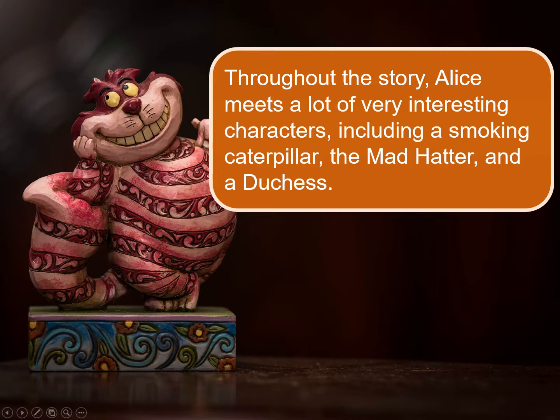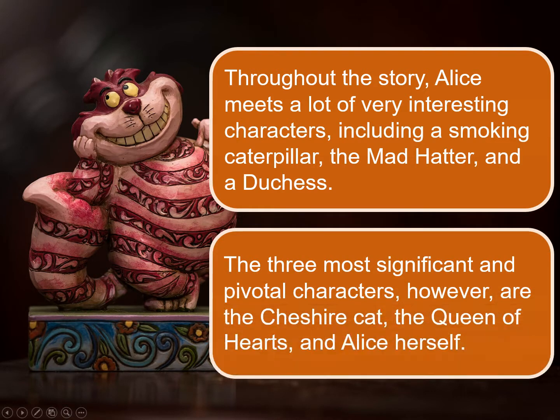Throughout the story, Alice meets a lot of very interesting characters, including a smoking caterpillar, the Mad Hatter, and a duchess. The three most significant and pivotal characters, however, are the Cheshire Cat, the Queen of Hearts, and Alice herself.